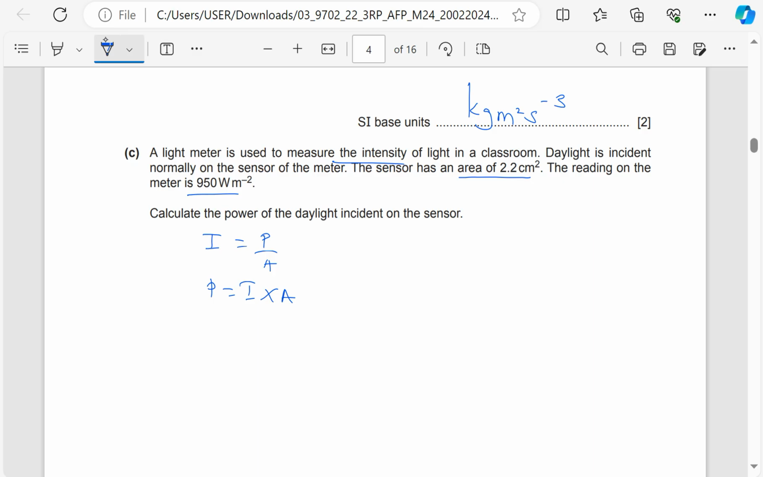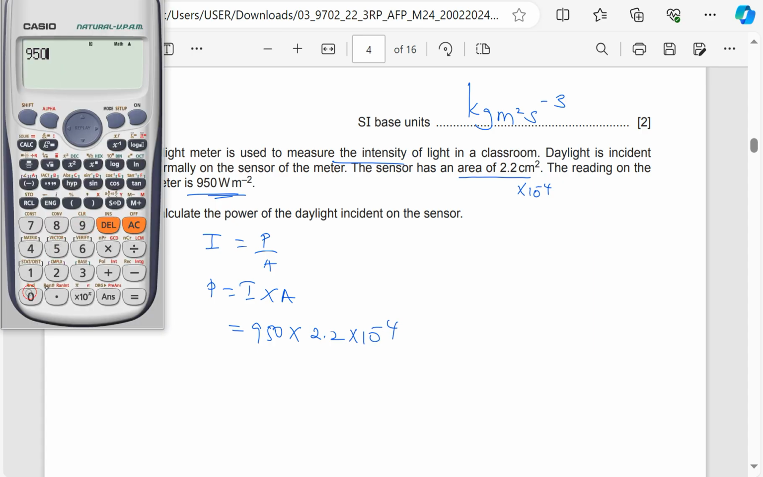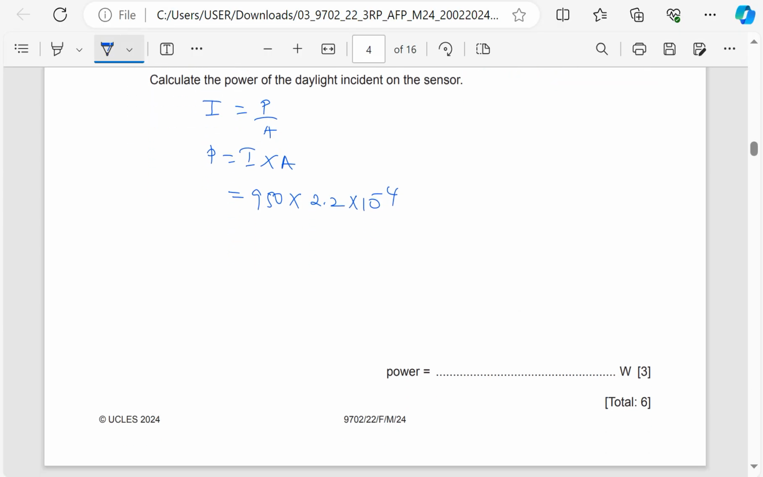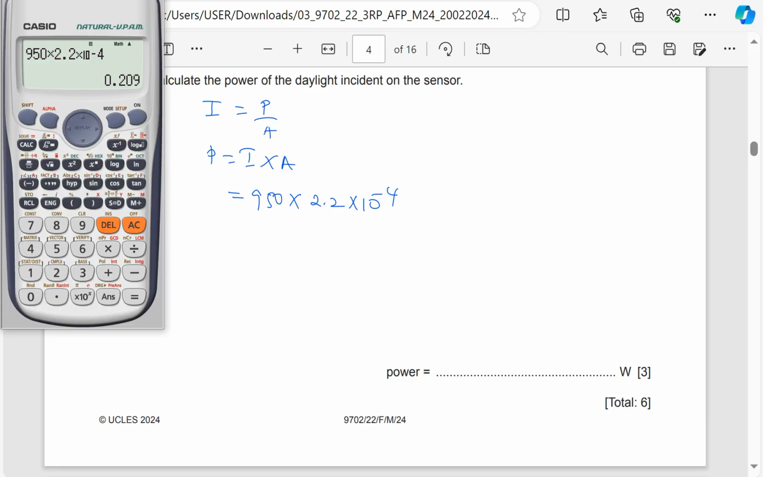They have given us the reading. The intensity is 950 watts per meter squared, and they have given us the area. So I'll just multiply this. This is going to be 950 times the area, which is 2.2. I have to change this to meters squared, so it is 10 to the power minus 4. So this is 2.2 times 10 to the power of minus 4. I'll check with the calculator. 950 times 2.2 exponent minus 4 is giving me 0.209. So the power is going to be 0.209.